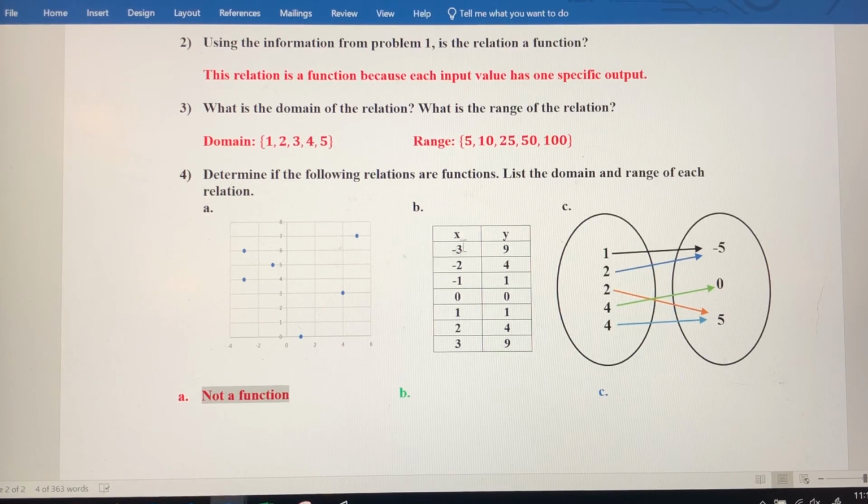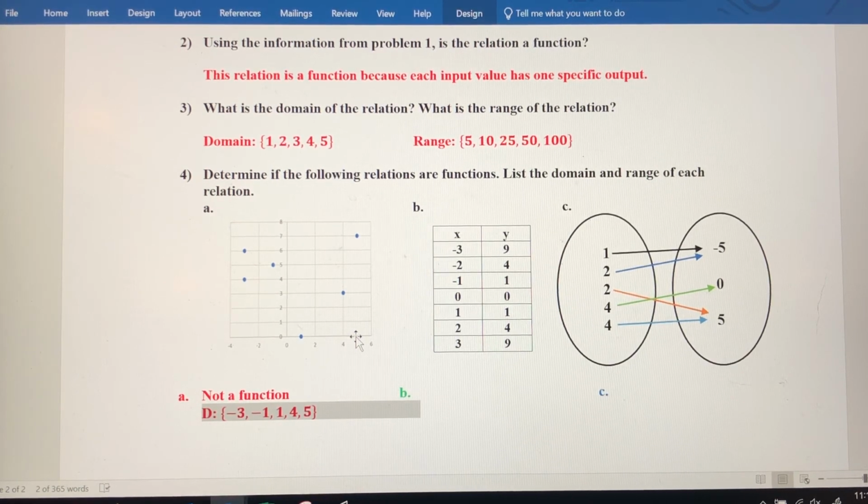Now, the domain is going to be the input values, the x values. So we've got -3 here. This point has an input value, or an x coordinate, of -1. This point has an x value of 1, +4 here, and +5 here. So the domain would be -3, -1, +1, +4, and +5.